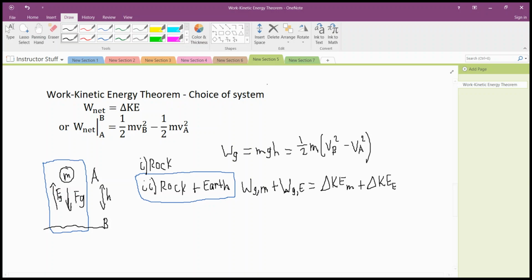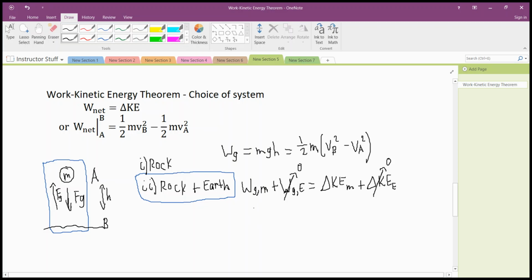Now note, the force of gravity of the rock on the earth doesn't move the earth. Its displacement is zero, so the work done is zero for the force of gravity of the rock on the earth. And for similar reasons, the change in kinetic energy of the earth is zero. It doesn't change its position, it doesn't change its speed, it just has the same kinetic energy before and after, at state A and in state B when the rock is on the earth, because the force of gravity of the rock on the earth doesn't really do anything to it for all intents and purposes.